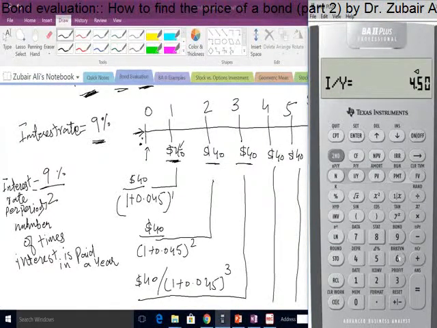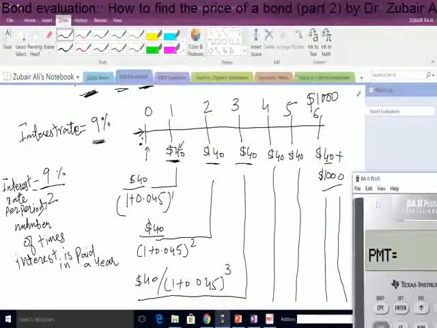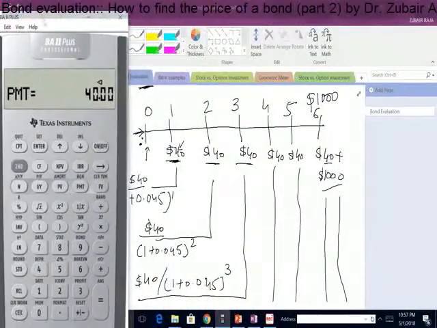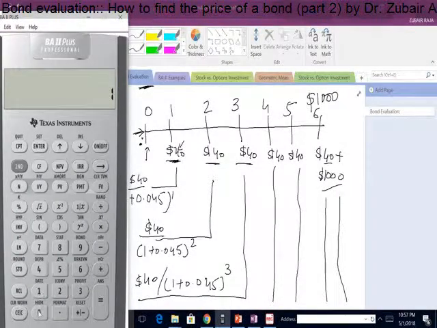So $60 will come over here. Sorry, it should be $40. So $40 should come over here. First you press 40, then payment, right? And what is the future value? The last lump sum payment apart from these interest payments. At maturity, apart from this $40, the bond will also pay $1,000. So this is the future value.